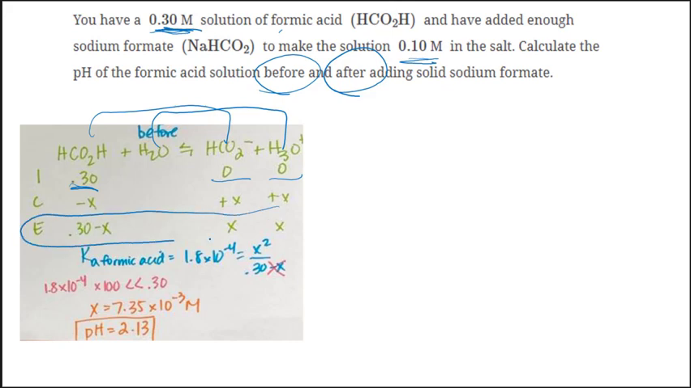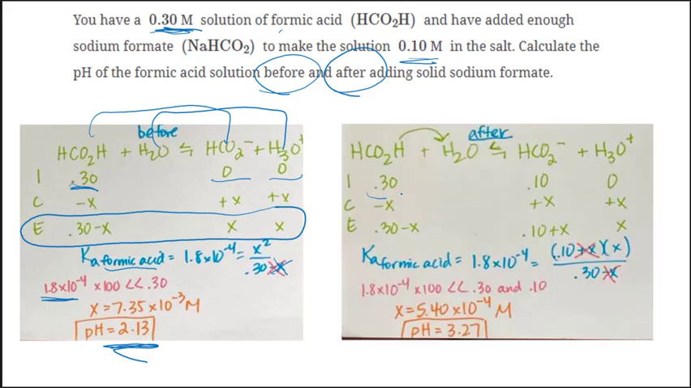So I took my equilibrium values, plugged them into my Ka, took my Ka times 100, and found that it was way less than the 0.3, so I can take off that minus X. Solved for X, took the negative log of it, and my original formic acid solution had a pH of 2.13. Now, let's look at the after. Same setup, but I added the 0.1 molar formate. I just dropped the Na. Remember, Na plus has no effect on the pH.